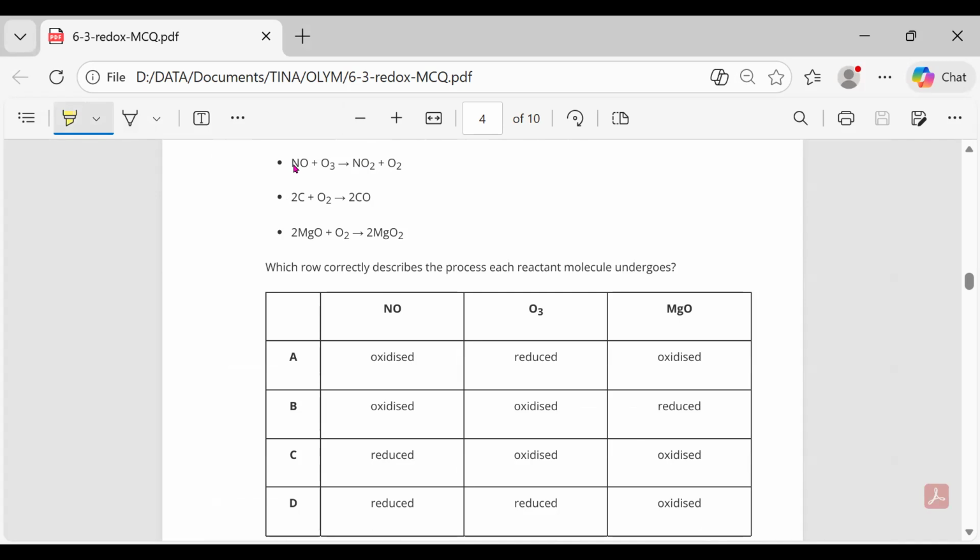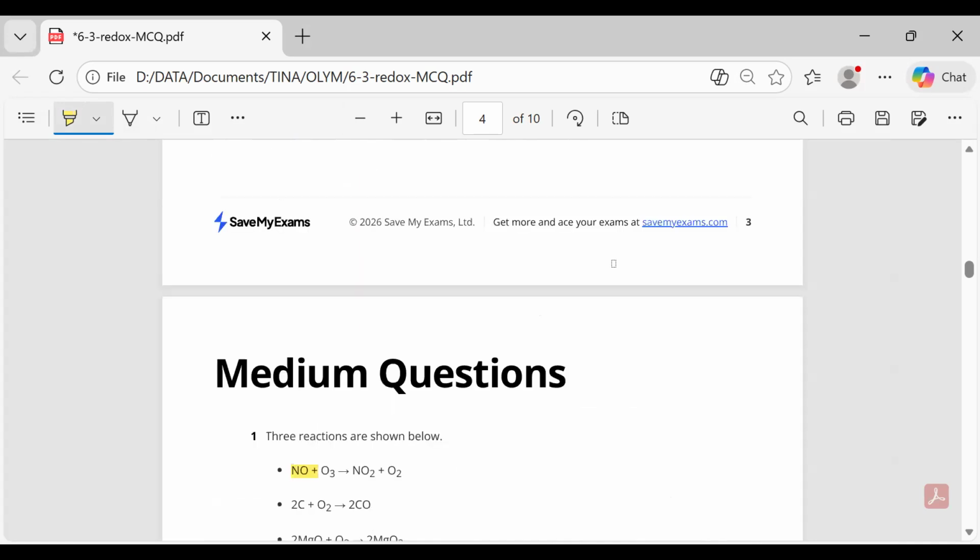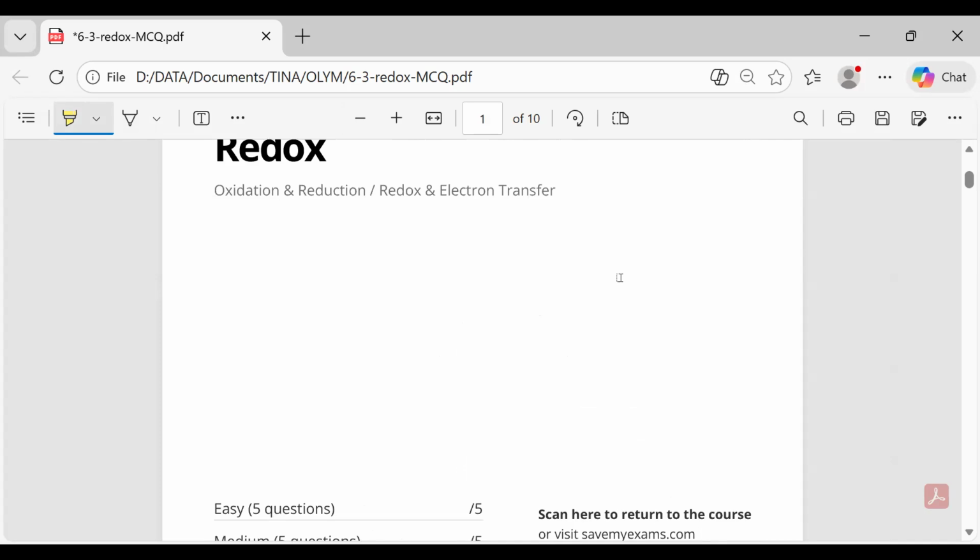NO to NO3, so it's oxidized. NO to NO2 is oxidized. They're asking what's correct. So NO is oxidized. This is the first question. Oh, sorry. No wonder you're so confused.